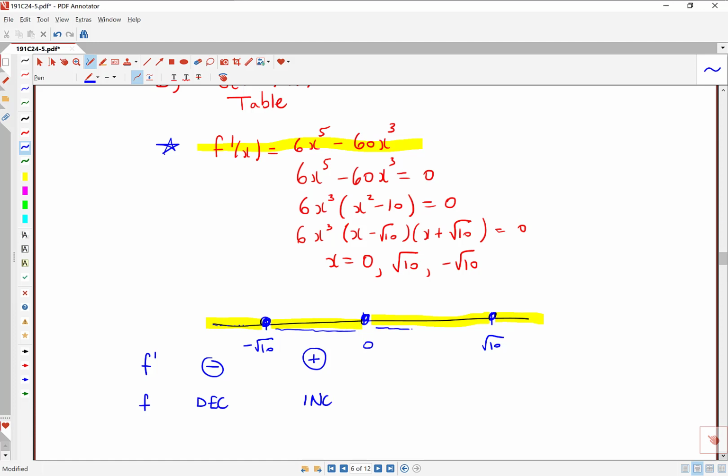Okay, now next we want to choose an x value somewhere between 0 and root 10. So I would probably choose 1, but you could choose 2 or 3 if you wanted. F prime will come out negative there. So that tells us that our function f is decreasing for all of those x values. And then finally we pick a value where x is bigger than root 10. So that could be something like 4 or 5 or 6. Put that into f prime and we get a positive number. So that tells us that f is increasing for all of those x values.